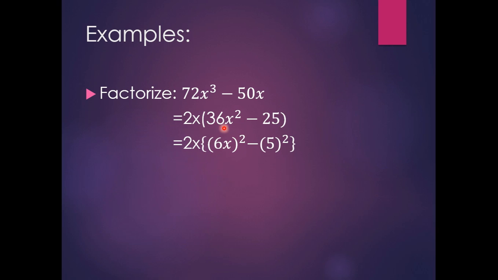Now the square root of 36 is 6, and x square means x whole square, so we can write 6x whole square for 36x square, and 25 as 5 square. Now it is in a square minus b square form, so we can use the a square minus b square formula. So a plus b means 6x plus 5, and a minus b means 6x minus 5. So 6x plus 5 times 6x minus 5 is the required answer.